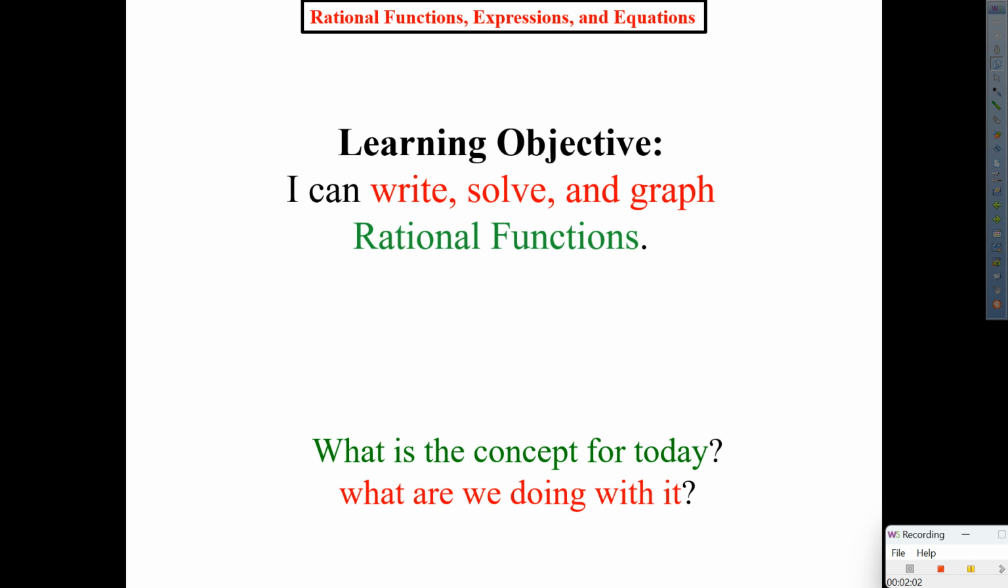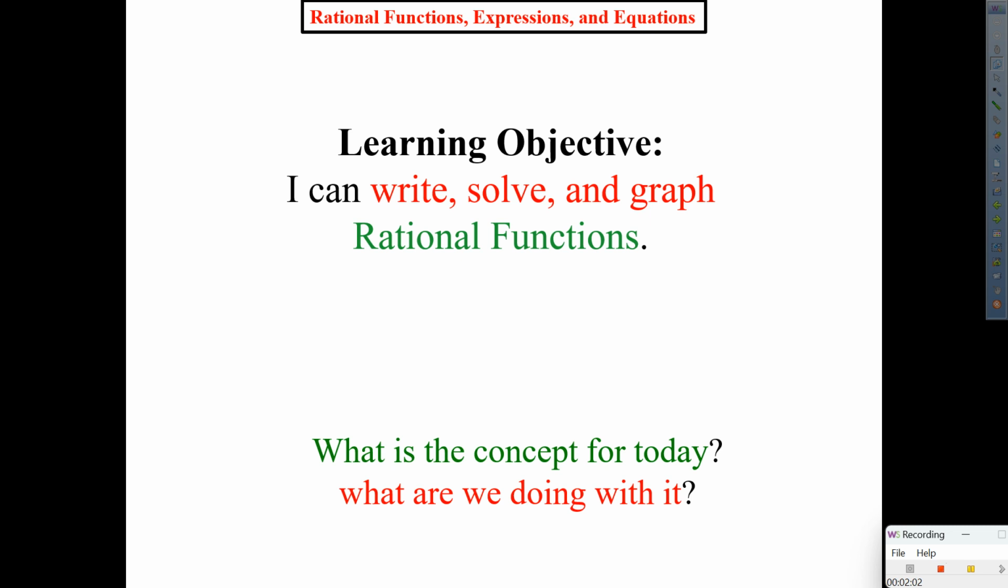All right, well, here we go. Our objective for today: I can write, solve, and graph rational functions. We're still in the middle of it. We're about to finish, hopefully by the end of this week, because next week we've got to move on to the funner type of concepts, more pre-calc type of stuff.